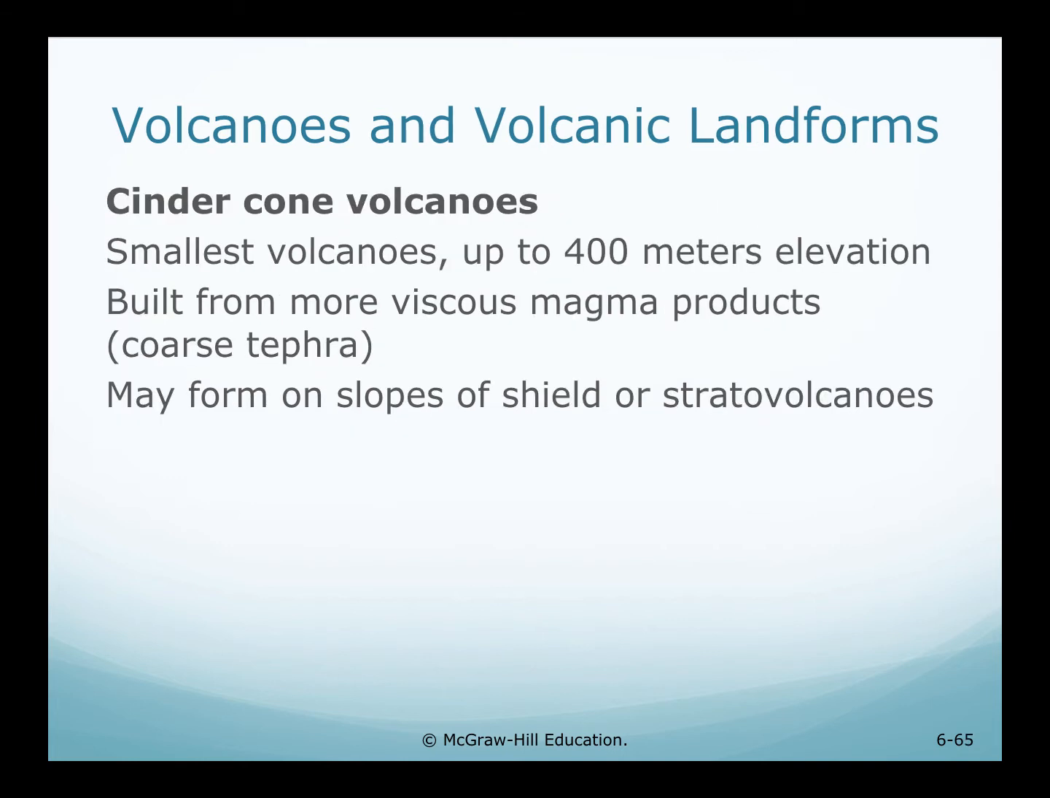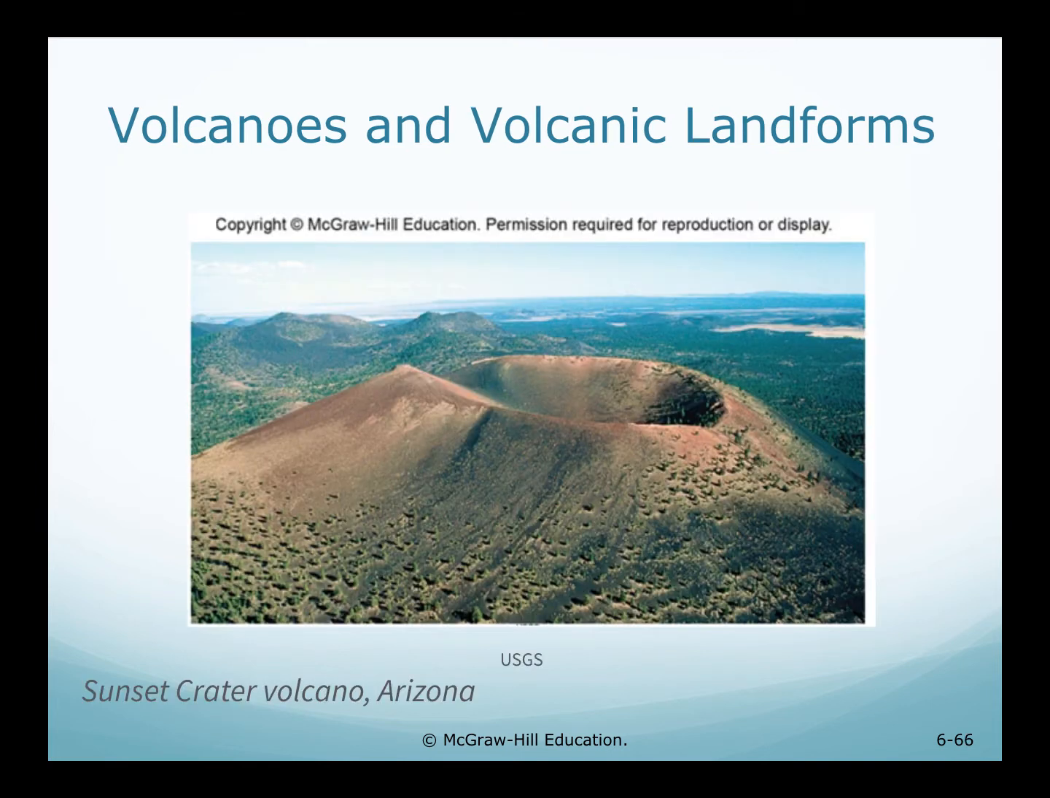Cinder cone volcanoes are the smallest volcanoes. They rise up to 400 meters in elevation. They are built from more viscous magma products, very coarse tephra. They may form on slopes of shield or stratovolcanoes. Here is Sunset Crater volcano in Arizona.